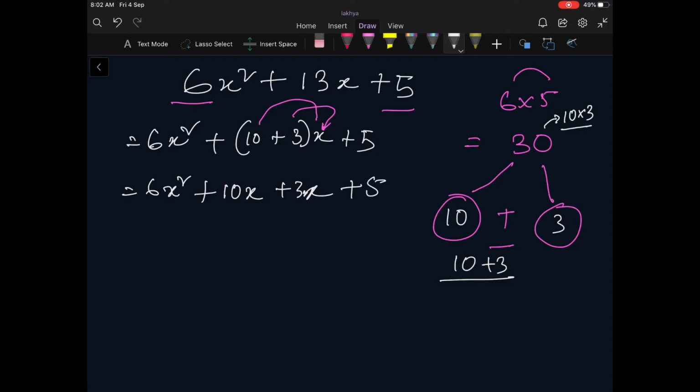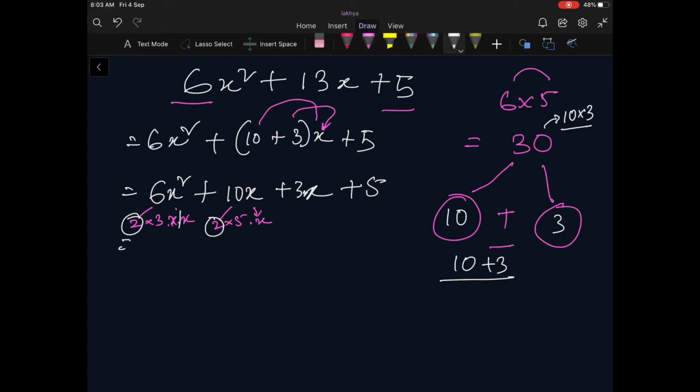Plus 5. Now you see, from the first two terms what you can take common. Here you see 2 times 3 is 6, and 2 times 5 is 10. So clearly here 2 can be taken common, and x square can be written as x into x, and here there is only one x in the second term.